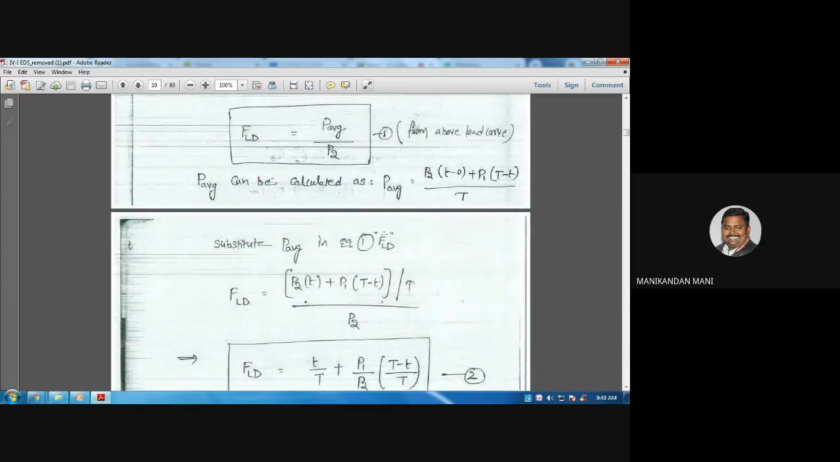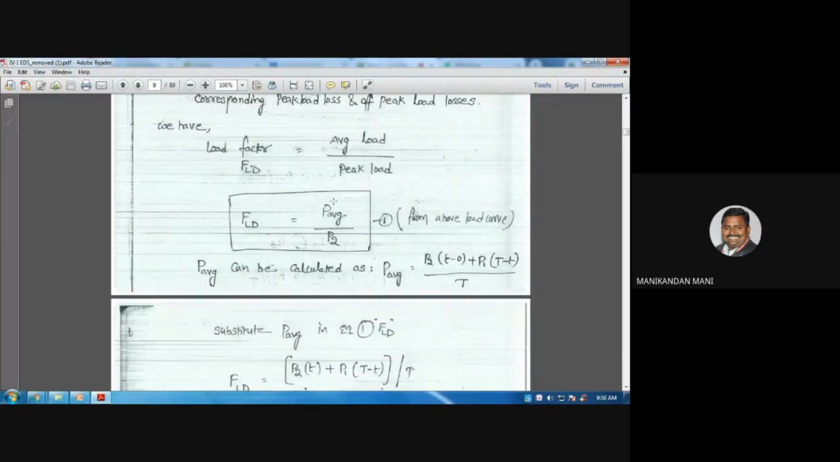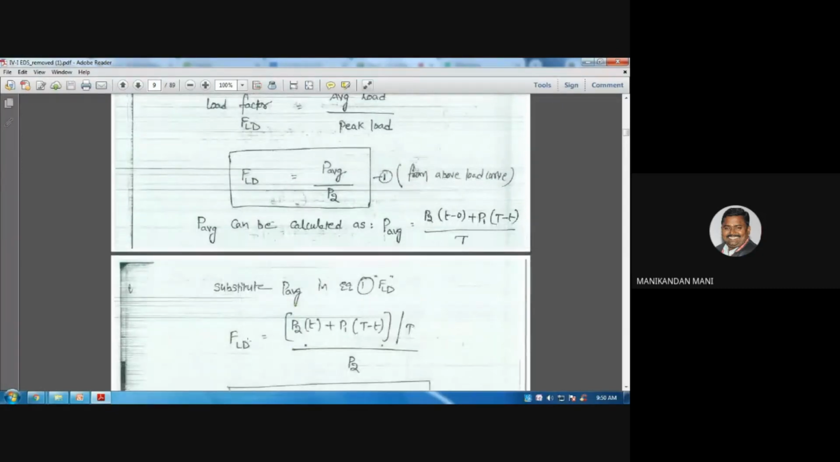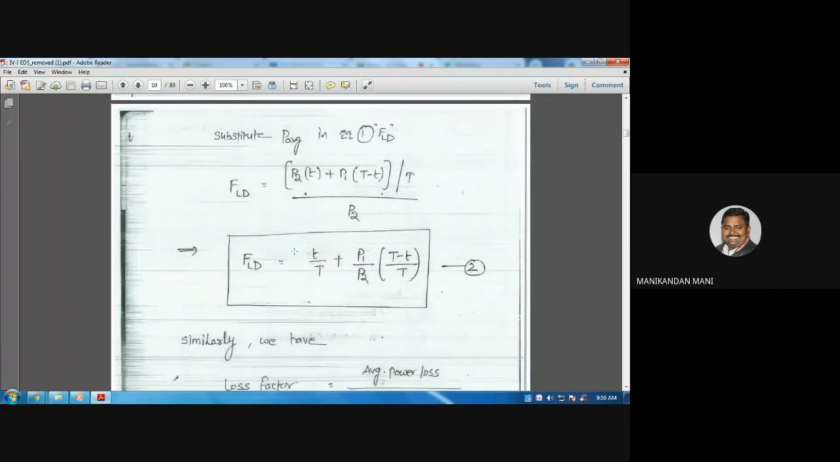Fine. So now we can substitute this equation into the first one. What is the first one? The load factor. So we need to substitute P average here. So the load factor is equal to P2 into small t plus P1 into capital T minus small t, divided by T into P2. Rearranging this equation, FLD is equal to small t divided by capital T plus P1 divided by P2 into capital T minus small t divided by capital T.